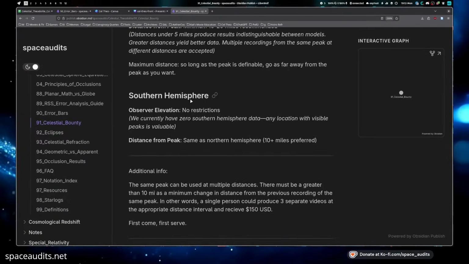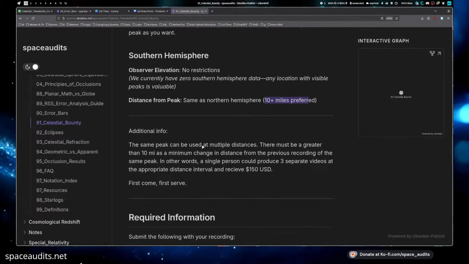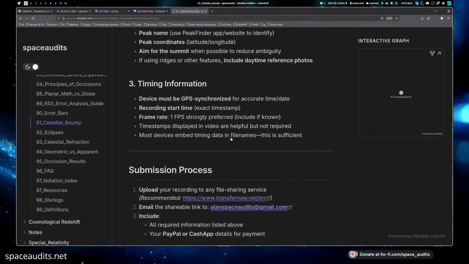All right. And then if you live in the south, the southern hemisphere, any elevation, it doesn't matter where you're at, and 10-mile interval distances are preferred. Shoot those peaks in the south and we'll get you $50 per recording for those as well.